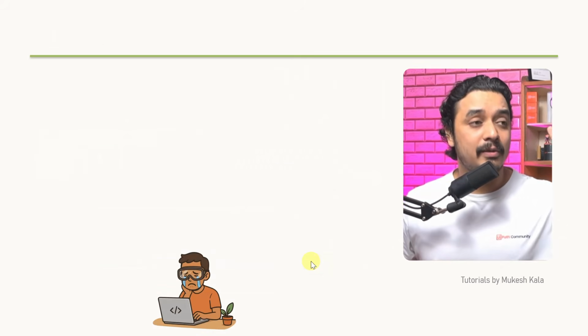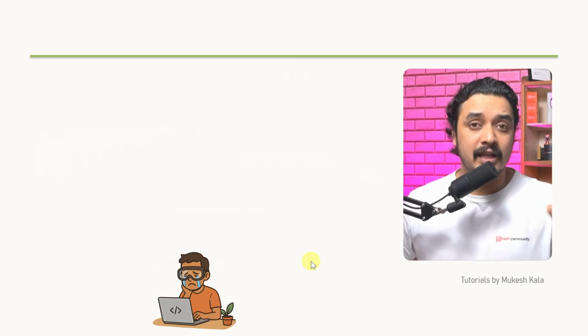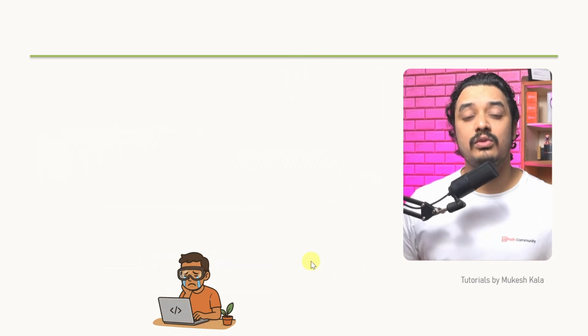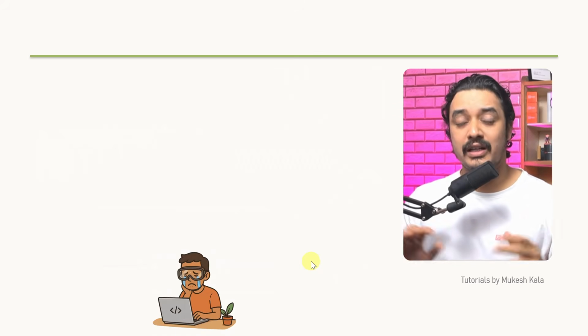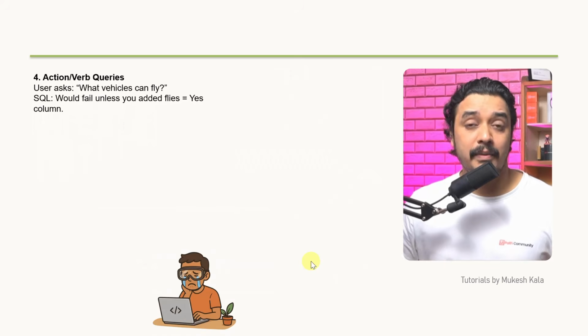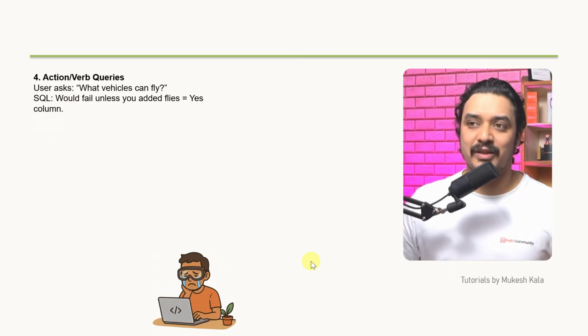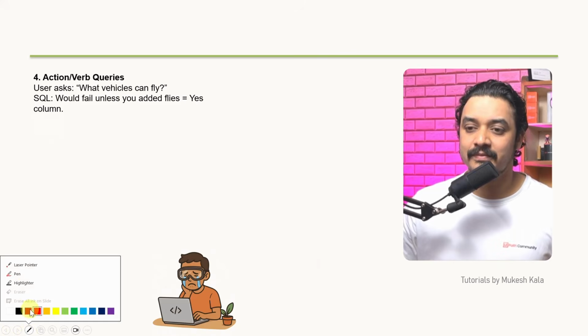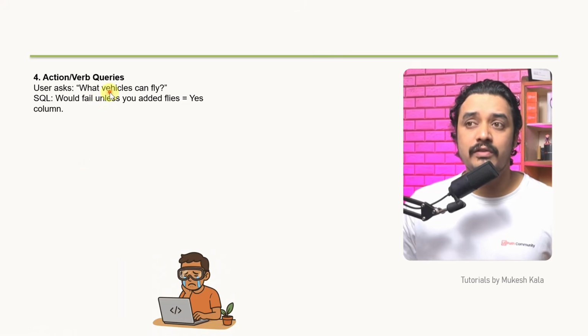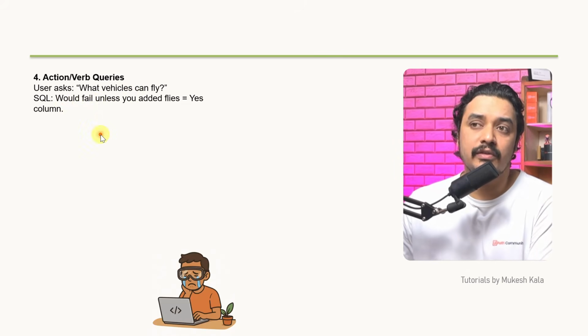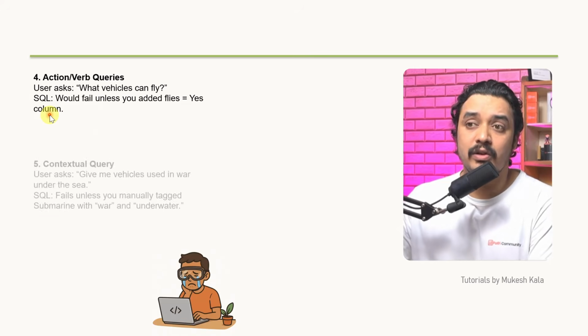I just talked about three scenarios. Let me give you more scenarios of what could go wrong when you are dealing with such use cases. People can ask for actions or verbs. For example, let me put a pointer: which vehicles can fly? Unless you have stored can fly as yes, you won't be able to answer.